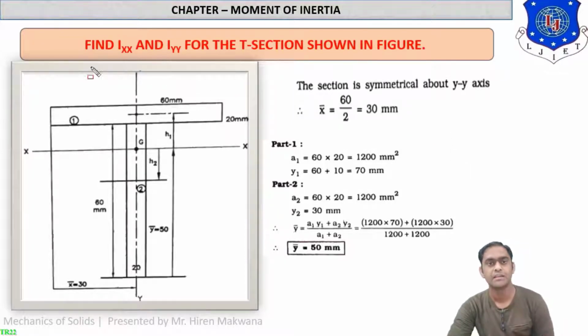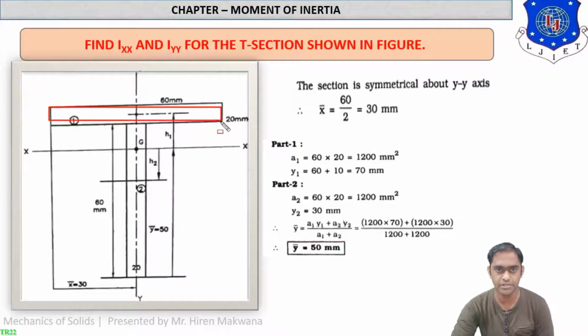You can see we have to find Ixx and Iyy for the T section shown in the figure. Okay, now what is a T section? In this T section, the first rectangle, part 1, is horizontal like this and the second rectangle, part 2, is vertical like this. The distance is shown over here. The width of this bottom rectangle is 20 mm and the vertical height of this rectangle is 60 mm.